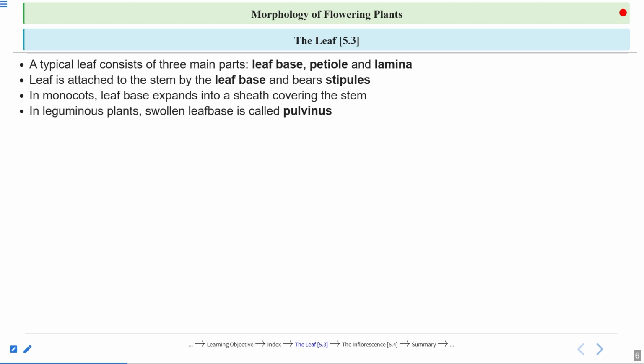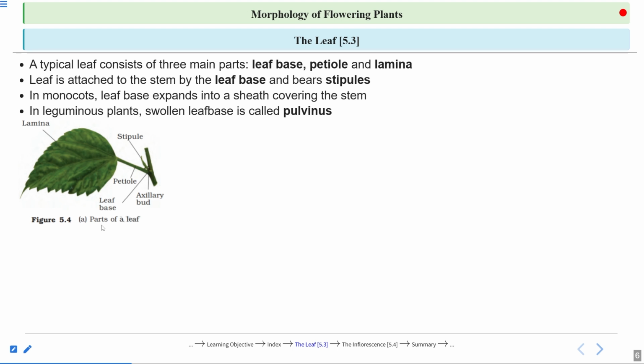You should know the function of this leaf sheath also, which is present in the monocots. So monocots are plants, as I have told you, they have only one cotyledon. They are different from dicots. Dicots have two cotyledons. Usually grasses, they are monocots.